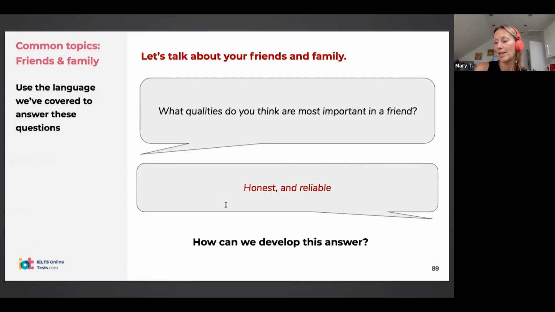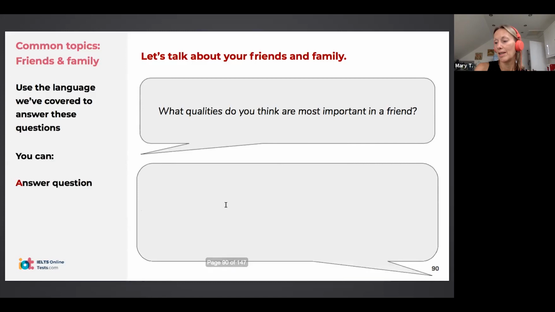Okay, and then the next one: what qualities do you think are most important in a friend? Okay, so this person has said honest and reliable, which is obviously too short again. Okay, and then answering the question, you could start with a phrase like, in my opinion. Can you think of any similar phrases? According to me, okay, that actually we don't really say that so much in English. Well, I think it's a little bit too common. From my perspective, okay, that's a good expression.